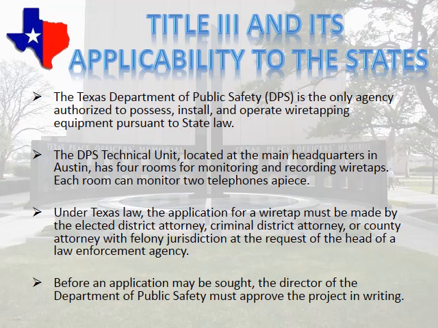Under Texas law, the application for the wiretap must be made by the elected district attorney, criminal district attorney, or a county attorney with felony jurisdiction at the request of the head of a law enforcement agency. So again, we're making this very difficult to get. You've got to jump through some hoops. You've got to get your chief of police to ask the elected DA to put his neck out to obtain the warrant. Before the application is sought, the director of the FBI must approve the project in writing. So that's even more hoops to jump through. That's the reason we only had so few of those wiretaps at the state level.